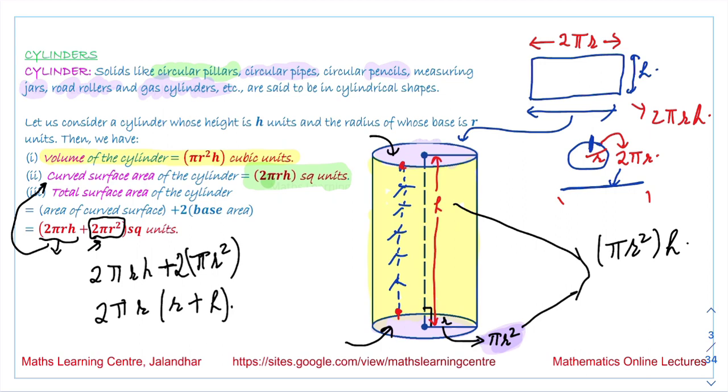These are the formulas that we have to remember: the volume is pi r square h, the curved surface area is 2 pi r h, and the total surface area is 2 pi r into r plus h.